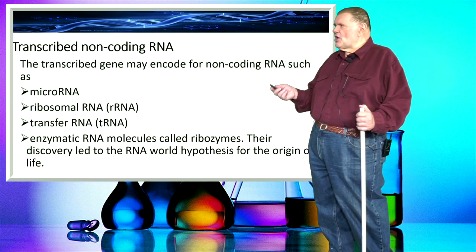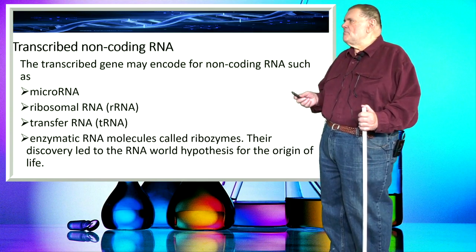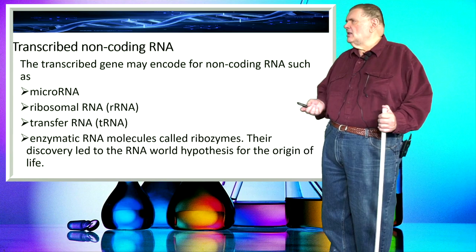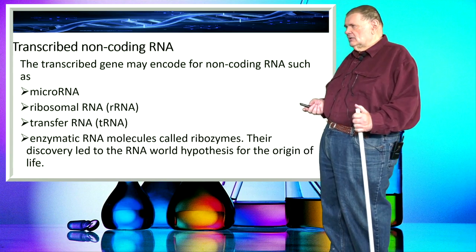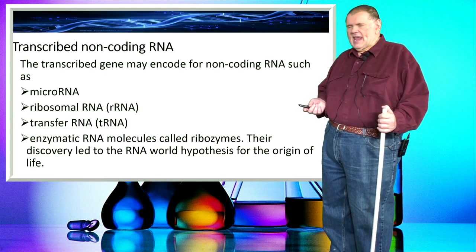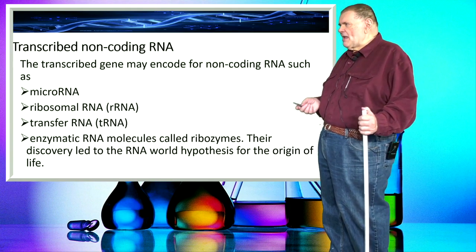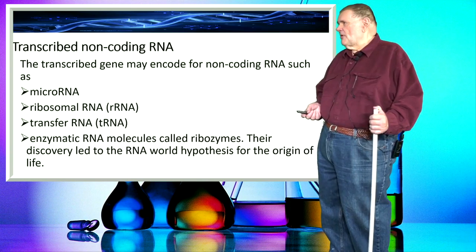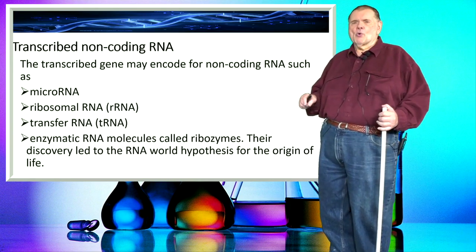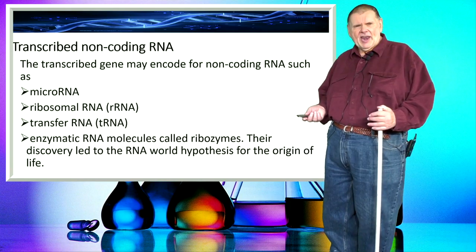Transcribing the non-coding RNA, the RNA that's not going to be used yet. The transcribed gene may encode for non-coding RNA, such as microRNA, ribosomal RNA, which is abbreviated rRNA, transfer RNA, which is abbreviated tRNA, and enzymatic RNA molecules called ribozymes. Their discovery led to the RNA world hypothesis for the origin of life, that possibly all life started with RNA and not DNA.